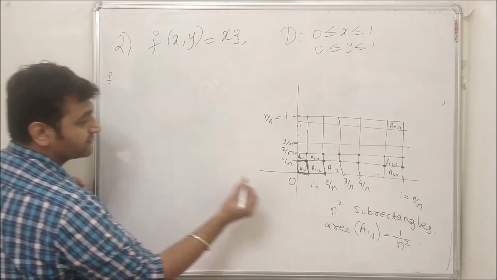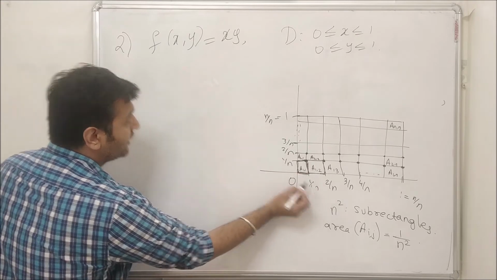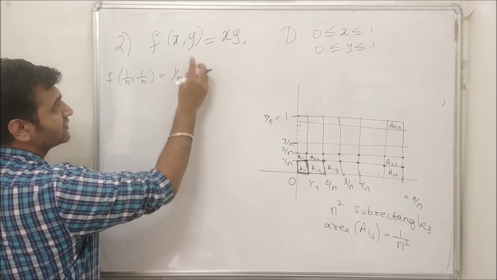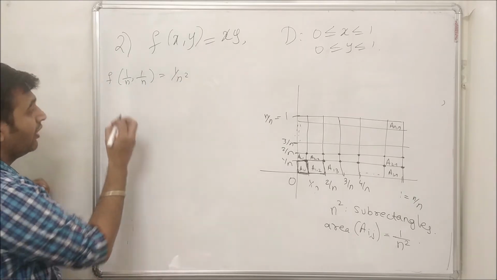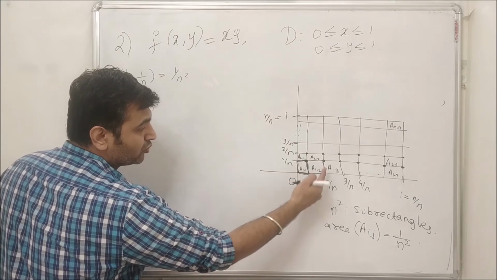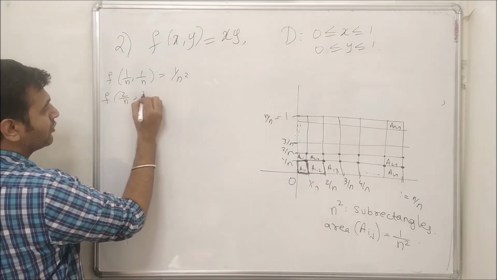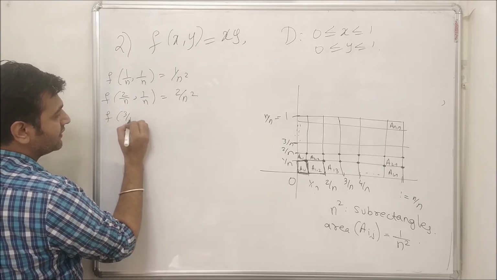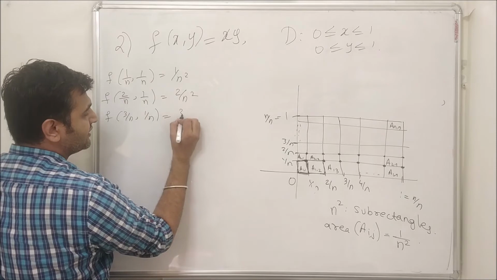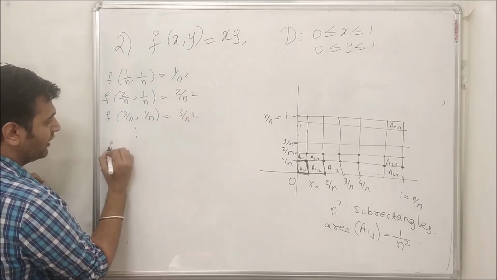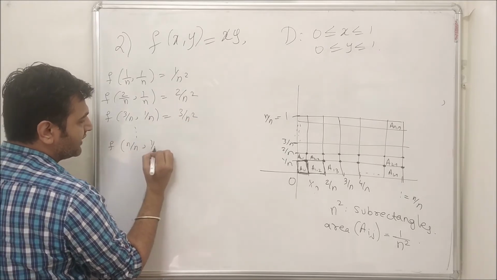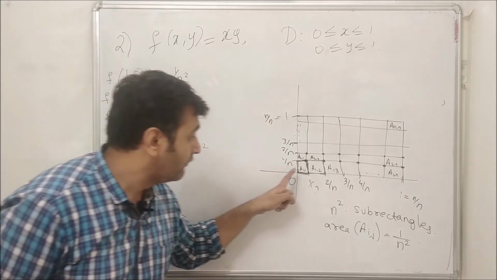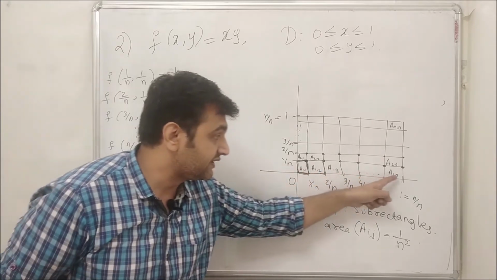So for f, which point will I take? Topmost. What is the topmost point? It is nothing but 1 by n comma 1 by n. So this is nothing but 1 by n square, because the function is simply the product. Go to the second rectangle, a1,2. What is the point? f of 2 by n comma 1 by n, which is 2 by n square. Next rectangle: 3 by n comma 1 by n, which is 3 by n square. If you keep on going, f of n by n comma 1 by n is n by n square. So this is the value of the function for the bottommost sequence of rectangles.